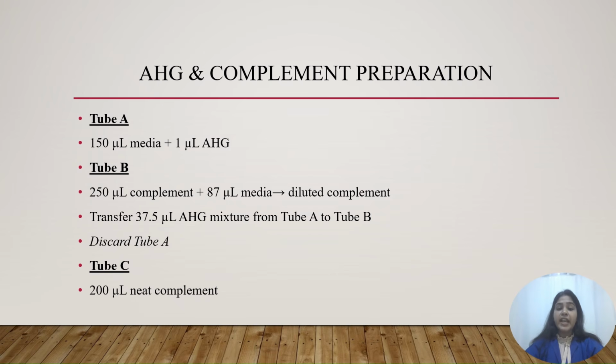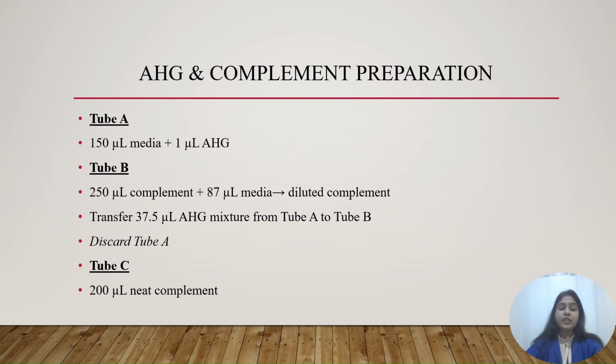Next is the AHG and the complement preparation. Here we will prepare the AHG and the complement. We'll take 3 microcentrifuge tubes. Tube A will contain 150 microliters of media plus 1 microliter of AHG. In tube B, we'll take 250 microliters of complement plus 87 microliters of media. This makes a diluted complement.